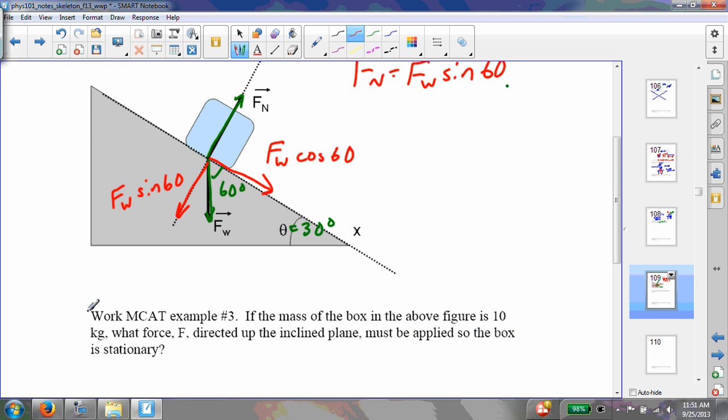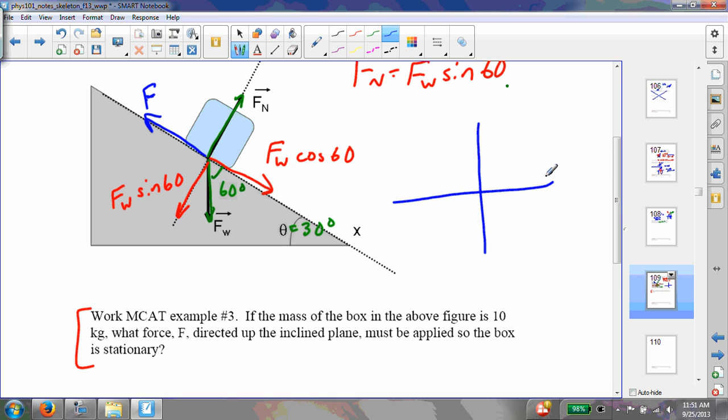Now let's look at this MCAT example. The mass of the box in this figure is 10 kilograms. I want to know what force directed up the inclined plane will have to be exerted so that it's stationary. So I want to know what this force F is so that the block is stationary. If I look at my forces in the x direction, let me redraw this.